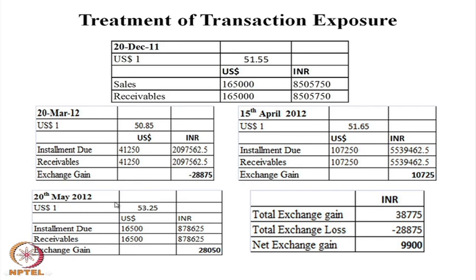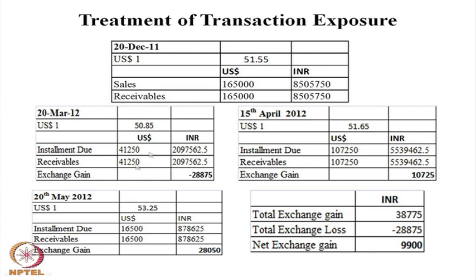But the final payment, on 20th May, is 10%. 25% was already received on 20th March, and 65% he got on 15th April. So, another 10% he is supposed to get on 20th May. 10% of 1,65,000 is 16500, and the rupee at that time further depreciated to 53.25. So, he is getting an amount of 878625, and since the rupee depreciated, he got the extra amount. The gain is, in place of 51.55, he is getting 53.25 per dollar. So, if you calculate, the total exchange gain is this plus this, equivalent to 38,775. The total loss because of rupee depreciation is 2,88875. Net gain is 9,900. So, the net transaction gain is 9,900 Indian rupee.